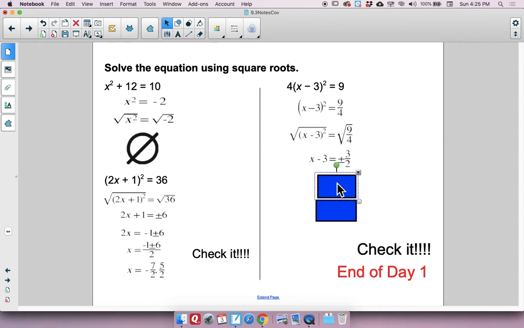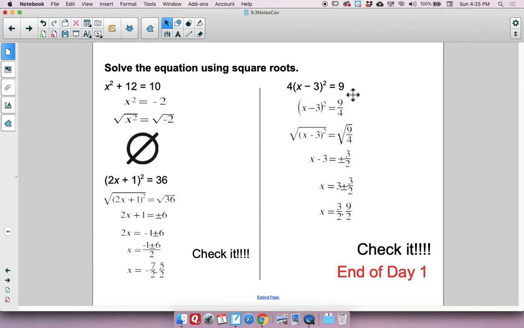Add 3 and play the game. So 3 plus or minus 3 halves. So 3 plus 3 halves would be what? 4.5. And 3 minus 3 halves, which is 1.5, would be 1.5. So our answers are 3 halves, which is 1.5, and 4.5, or 9 halves. And again, I'm not going to take the time right now to check these, but if you plug these in, they would work.